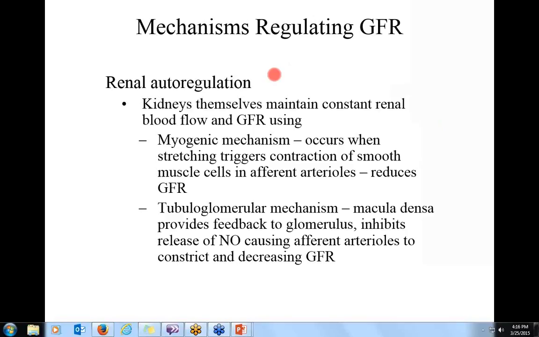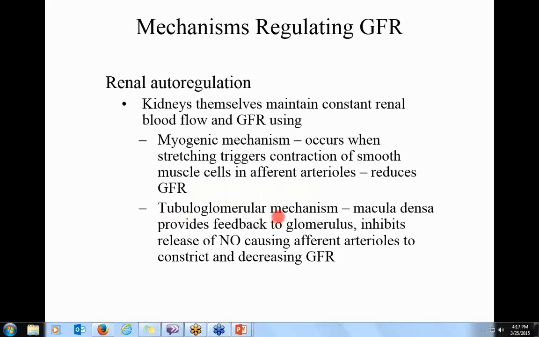All right. So here are some mechanisms regulating glomerular filtration rate. The first one is renal autoregulation, and that means the kidney itself is regulating glomerular filtration rate. There are two ways. Myogenic mechanism. This refers to muscles, the smooth muscle in the afferent arteriole. It occurs when stretching triggers contraction of the smooth muscle in the afferent arteriole. So that's going to reduce glomerular filtration rate.